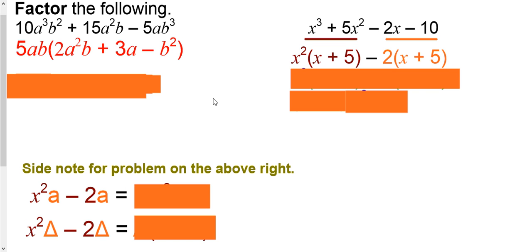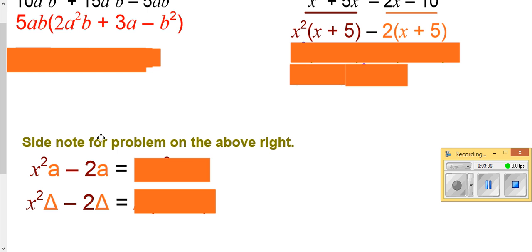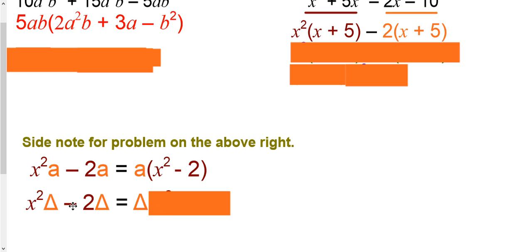Now, we're going to take a side note and come back to that. So if we take a look over here, you'll notice if we wanted to factor something out here, A is a common factor. So I can pull an A out of here, and then I'd be left with the darker colors of an x squared and a minus 2. When I look down here, you'll notice what's my common factor I could pull out, and that's triangle. So I could pull out triangle. What am I left with? An x squared and a minus 2.